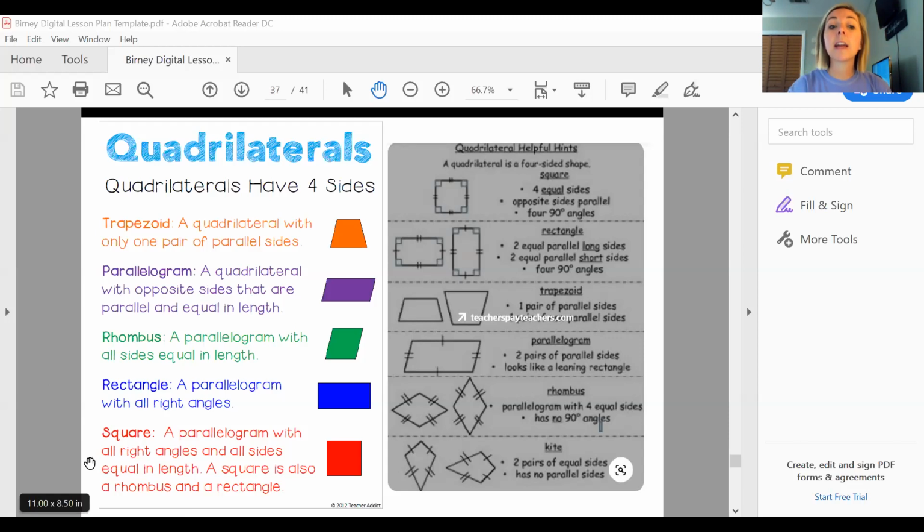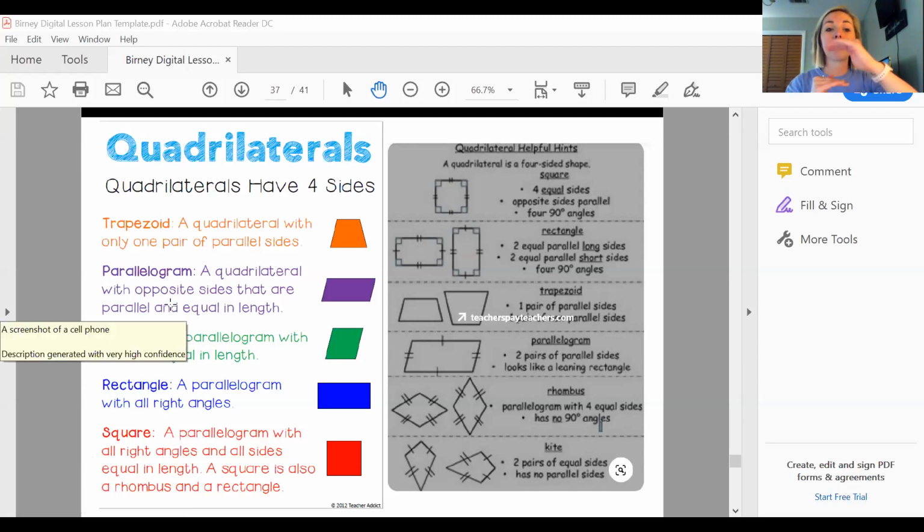So a square is a parallelogram. Oh, do you see how it says it's a parallelogram? That means that a square is a parallelogram and it's also a square, because a parallelogram has to have opposite sides that are equal in length and parallel. Well, a square has opposite sides that are equal in length and parallel. So you're starting to see that sometimes the quadrilateral isn't just named one thing. Sometimes it falls under a different category as well.